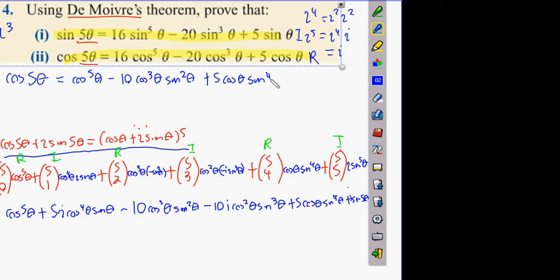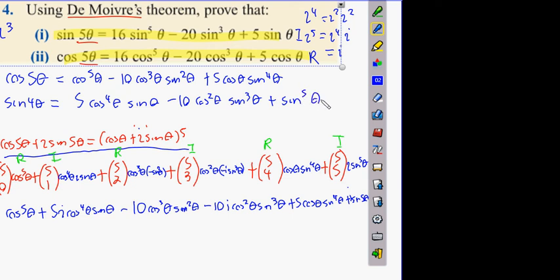sine to the power 4 theta, and then what about the one underneath there then? The sine 4 theta? Sorry? All the imaginaries? 5 cos 4 theta sine theta, the other imaginary, minus 10 cos squared theta sine cubed theta, and finally it's actually plus sine power 5 theta.